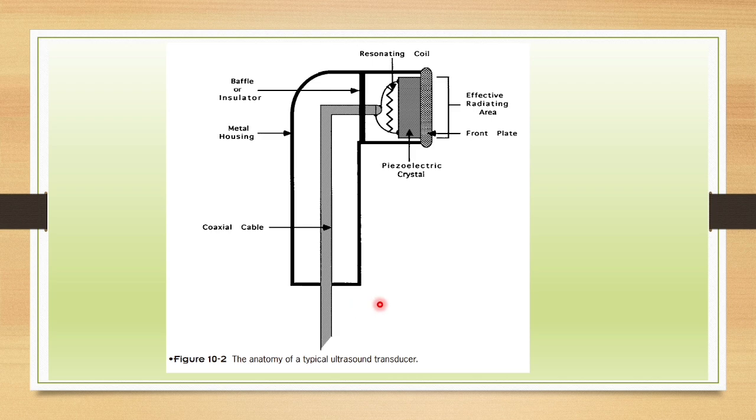So this is the anatomy, or basic parts, or different parts of an ultrasound transducer. So it consists of your effective radiating area, front metal plate, and piezoelectric crystal. So this crystal will be deforming in order to produce these ultrasonic waves, and resonating chamber or resonating coil, and the baffle or insulator, and the metal housing, and the coaxial cable. So this is the anatomy of a typical ultrasound transducer, or different parts of the ultrasonic transducer.